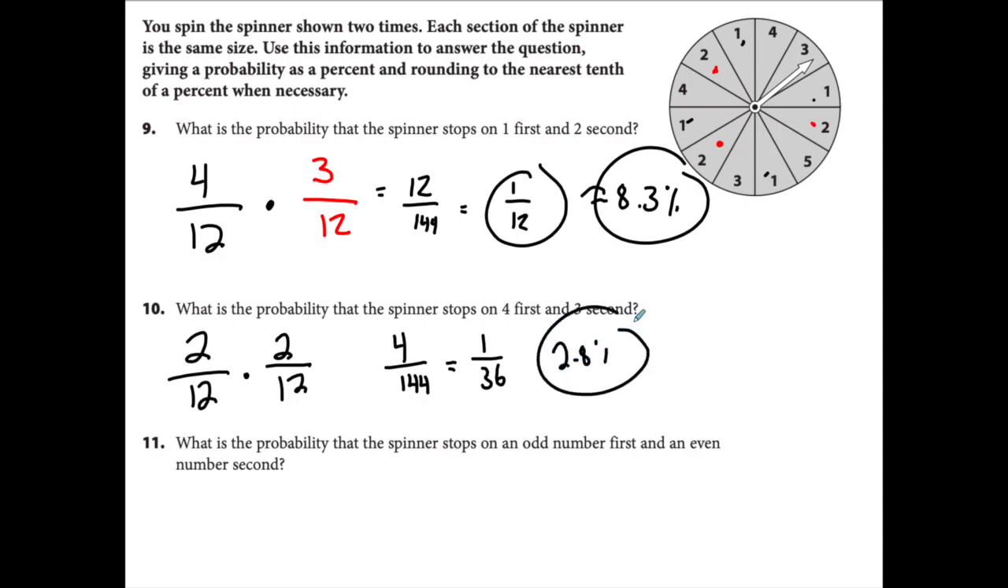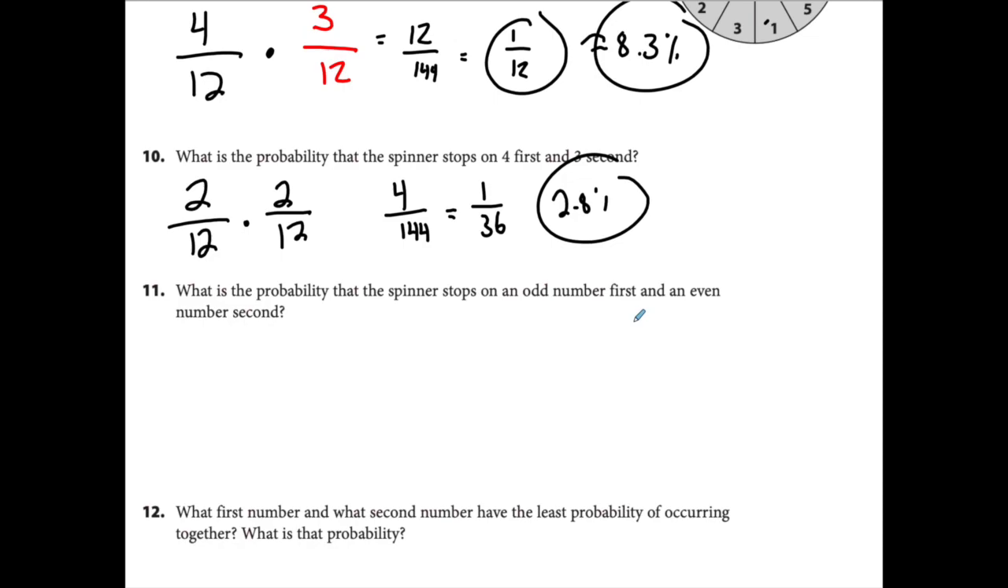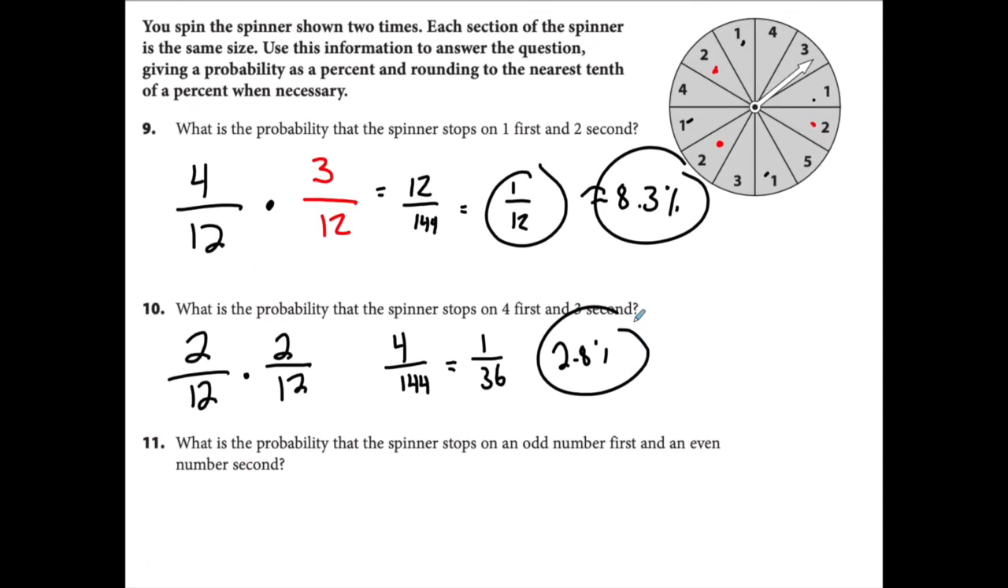or 2.8%. And we would expect the probability to be lower because if you think about it, you have a higher probability of getting a 1 and then a 2, given the fact that there are more. You got a greater probability of getting a 1 and a greater probability of getting a 2 than you do of getting a 4 and a 3.